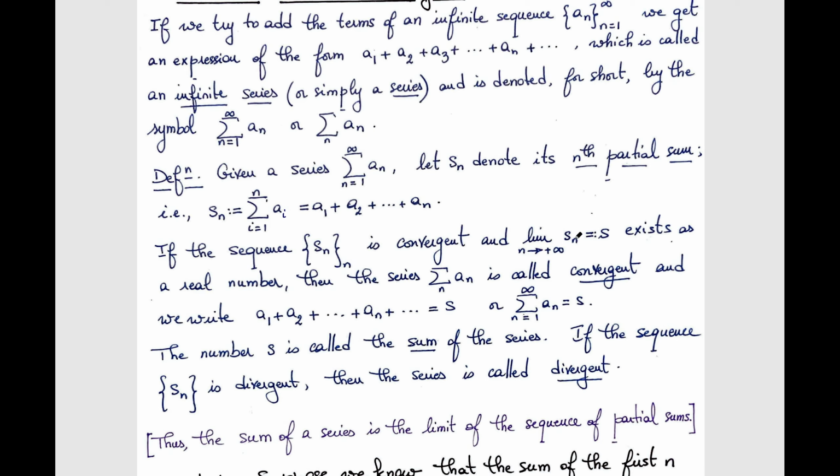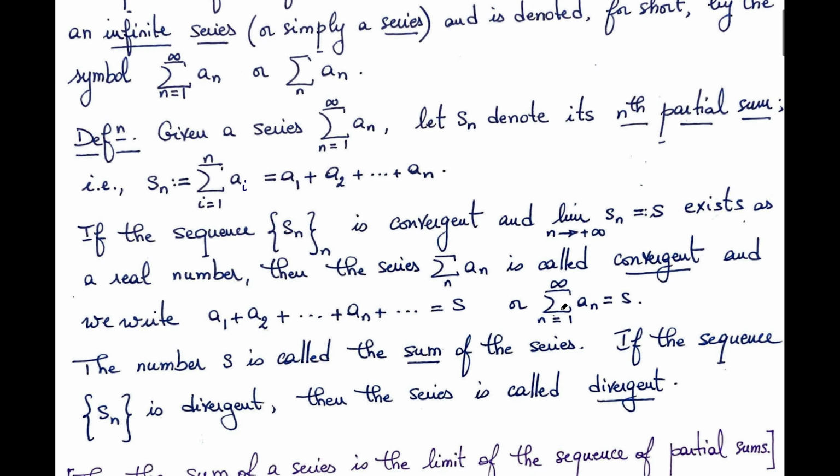And what is S again? S is the limit of the partial sums. So you can write this is equal to the limit as n goes to infinity of S_n. And what is S_n? It's the sum of the first n terms of the series, n summands of the series. So this becomes the sum of a_i, where i goes from 1 to n. Correct?